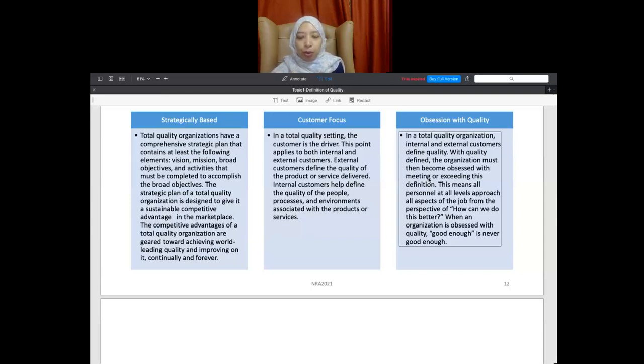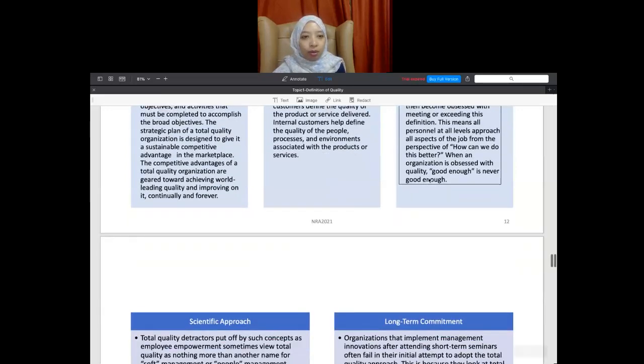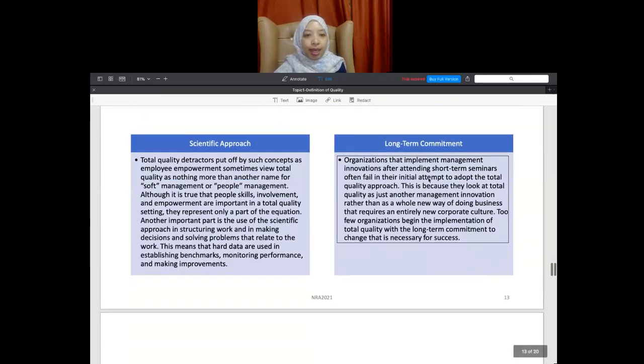And then we move to the fourth element, the scientific approach. Total quality detractors, put off by such concepts as employee empowerment, sometimes view total quality as nothing more than another name for soft management or people management. Although it is true that people's skills, involvement, and empowerment are important in a total quality setting, they represent only a part of the equation.